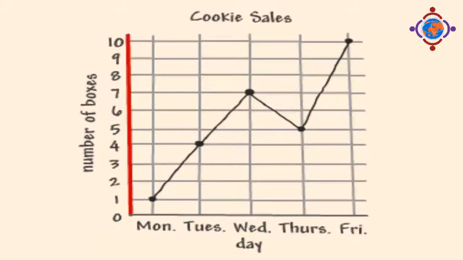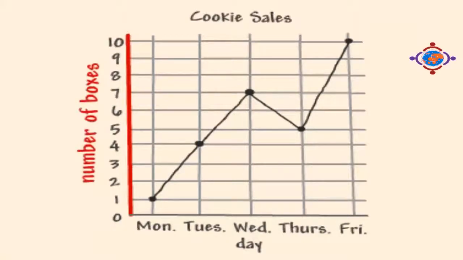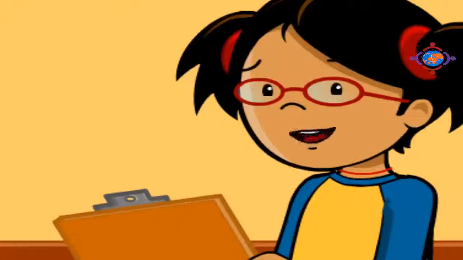The y-axis is a vertical line. That's the one that goes up and down. On my graph, it shows the number of boxes I sold. The points show how many boxes I sold on a specific day. How do you read a line graph?